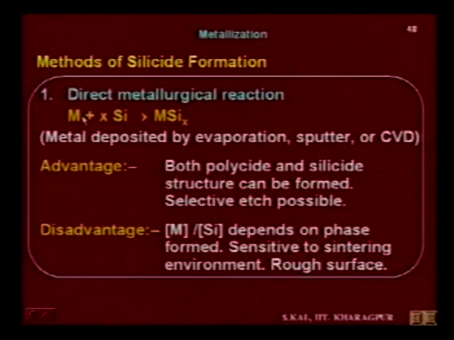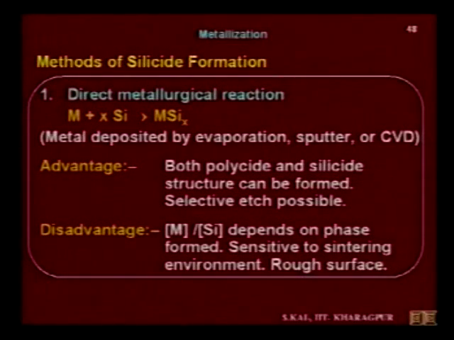If M is titanium, then it is titanium silicide. If M is cobalt, then it is cobalt silicide. If M is tungsten, then it is tungsten silicide, like that. The metal is deposited by evaporation, sputtering, or CVD technique. The advantage of the direct metallurgical reaction is that both polycide and silicide structures can be formed, and selective etch is possible.